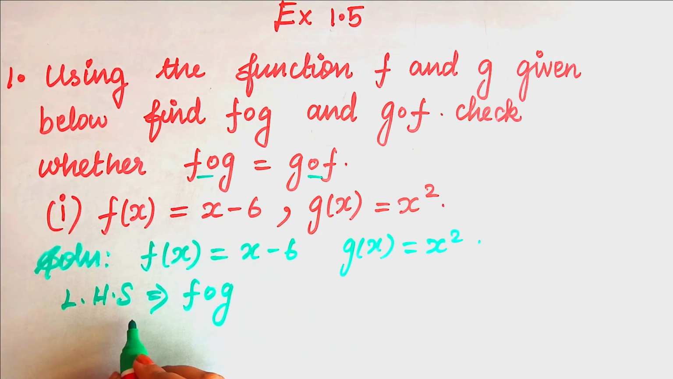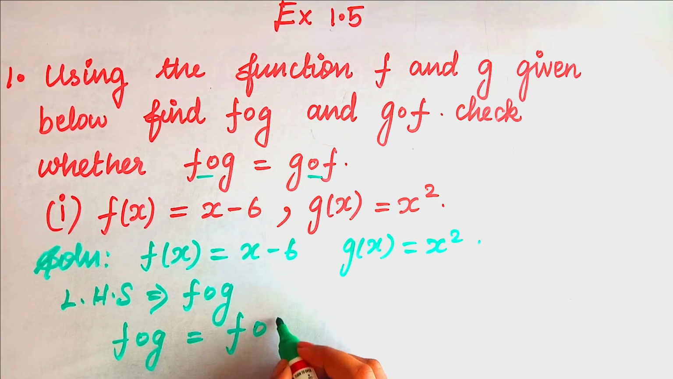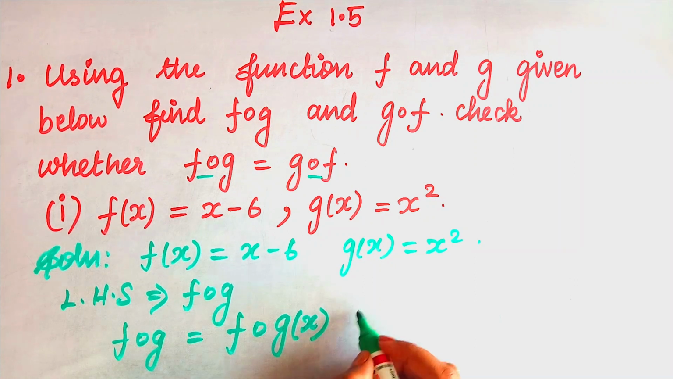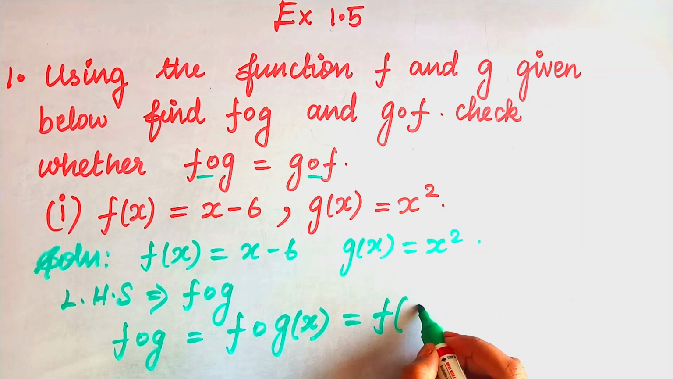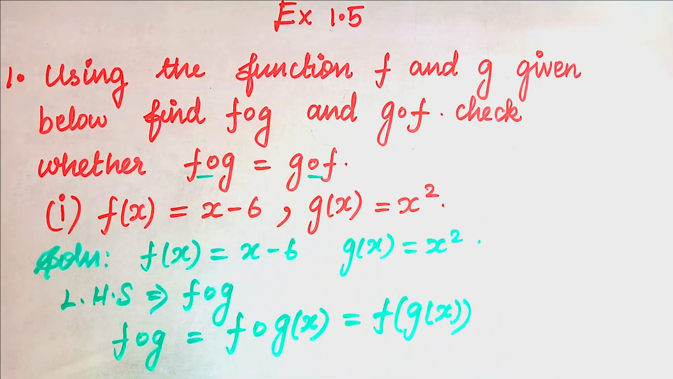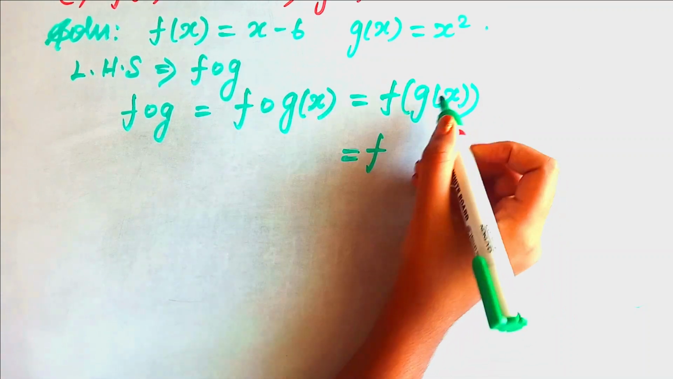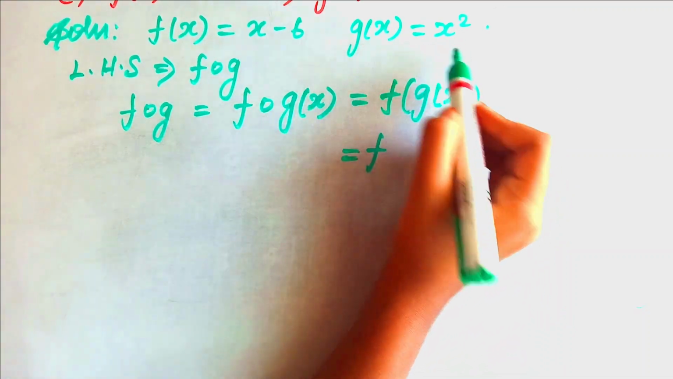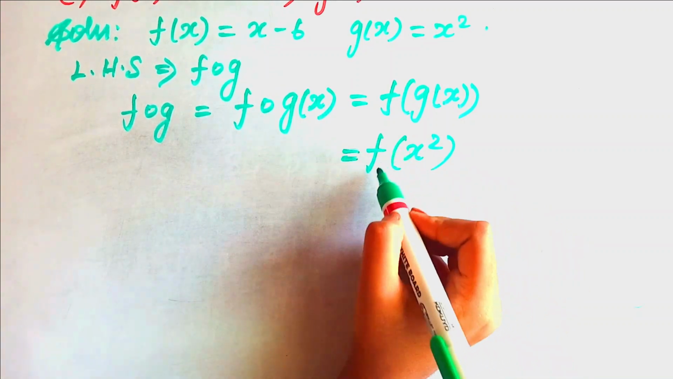Okay, so first it's the LHS, which is f∘g. So how to find f∘g? By definition, f∘g can be defined as (f∘g)(x), and then again by definition this can be defined as f(g(x)). Now here we have to substitute the value of g(x). So g(x) is x². So let's substitute this here, and then the function f(x²).